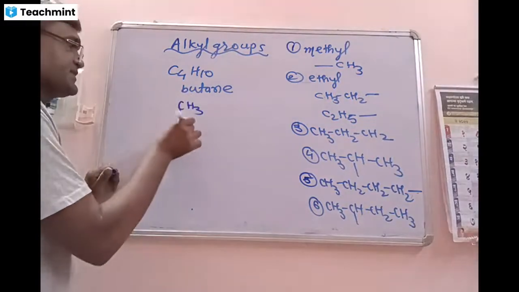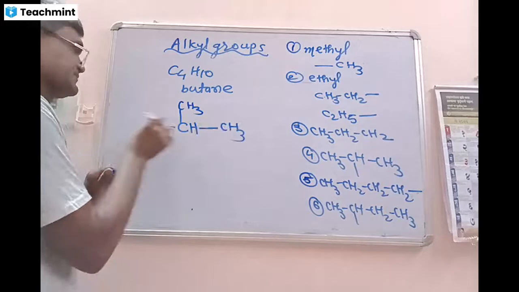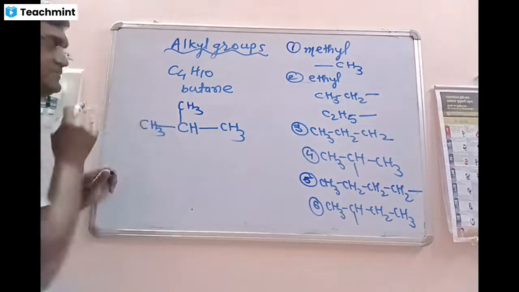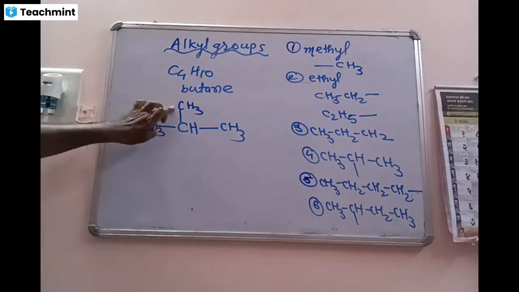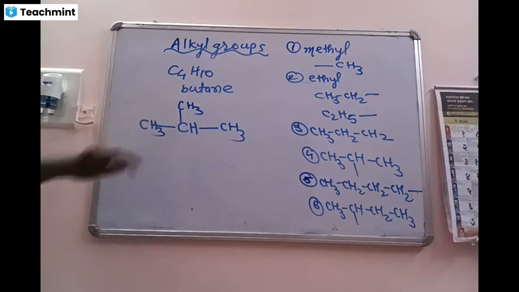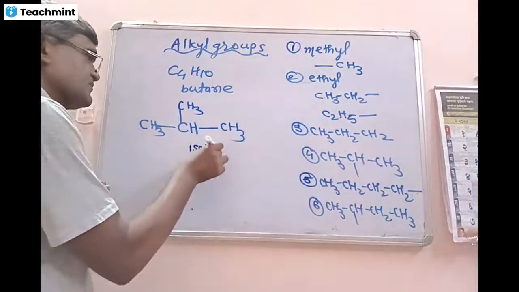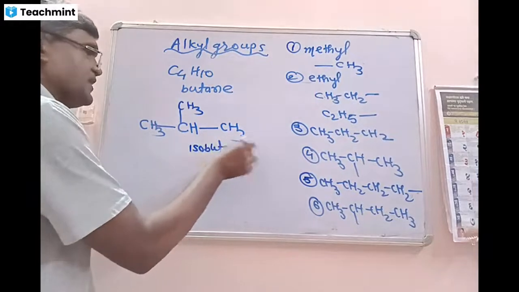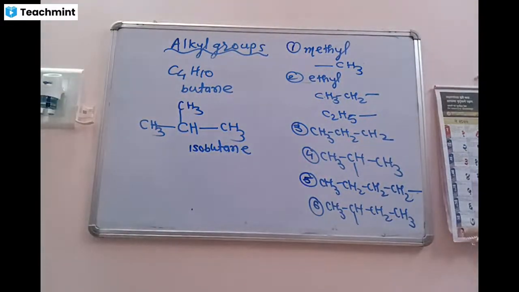CH3, C, H. Is it correct? 4 carbon atoms are there and 10 hydrogen. But this is your side chain. Side chain use किया. Now this compound is known as isobutane.